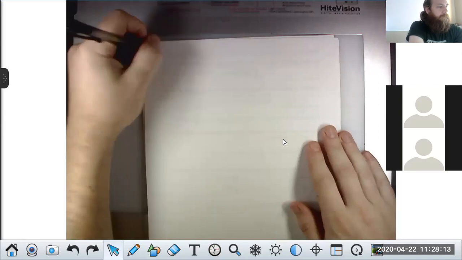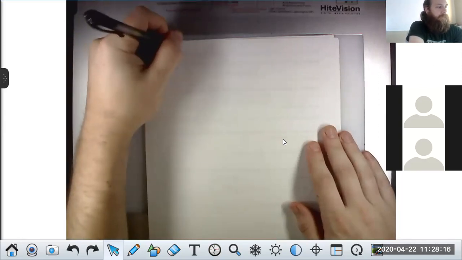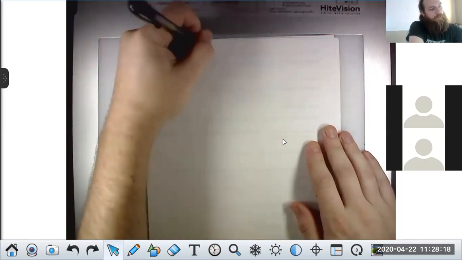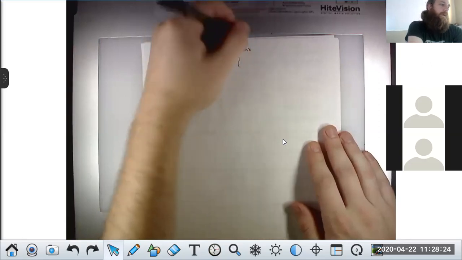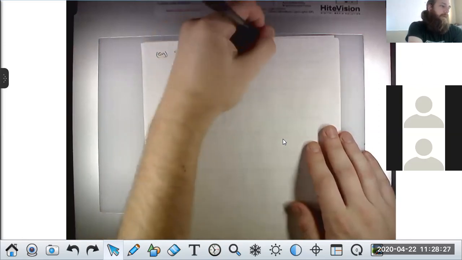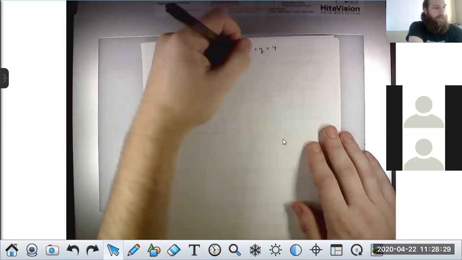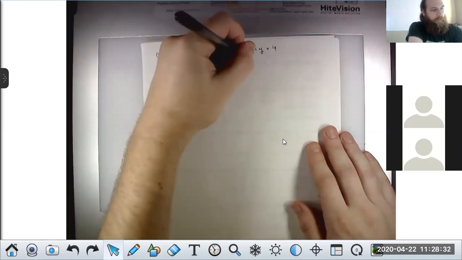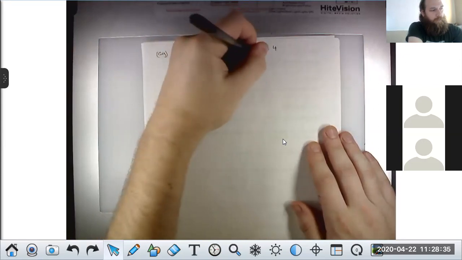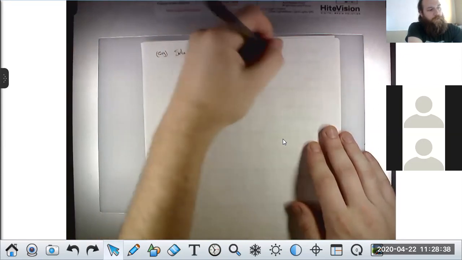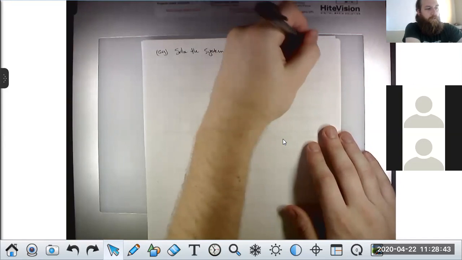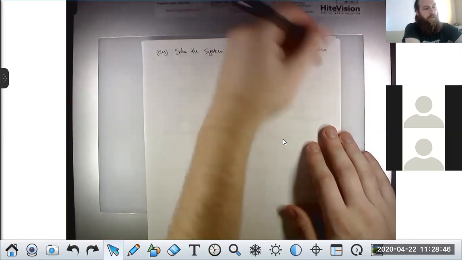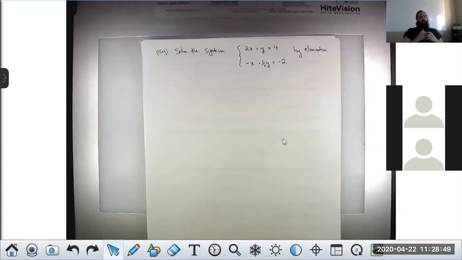So let's solve the system: 2x plus y equals 4, and negative x minus 1/2 y equals negative 2. Let's solve this by elimination. So I claim that this is a dependent system, that if you graph these two lines, you'll see they have the same slope.